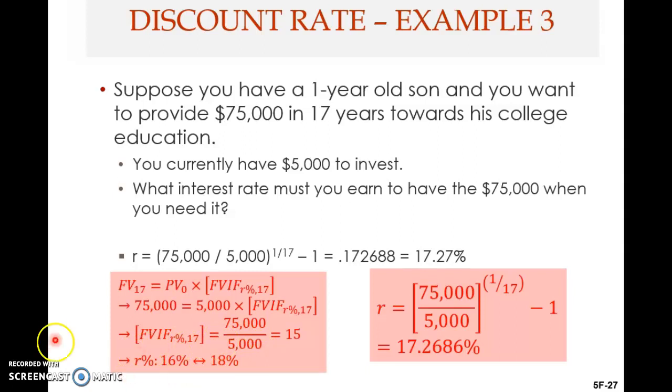So in this particular example, when you're solving for the unknown interest rate, the table is less superior, it's very limited. It's best to use the formula. Okay, so this is how you solve that.